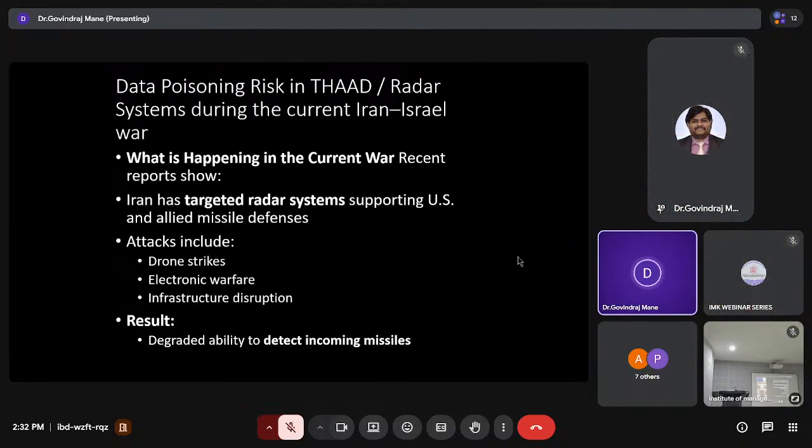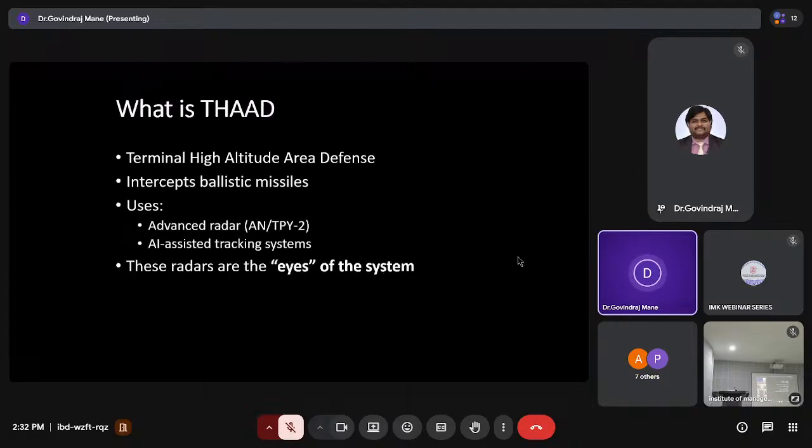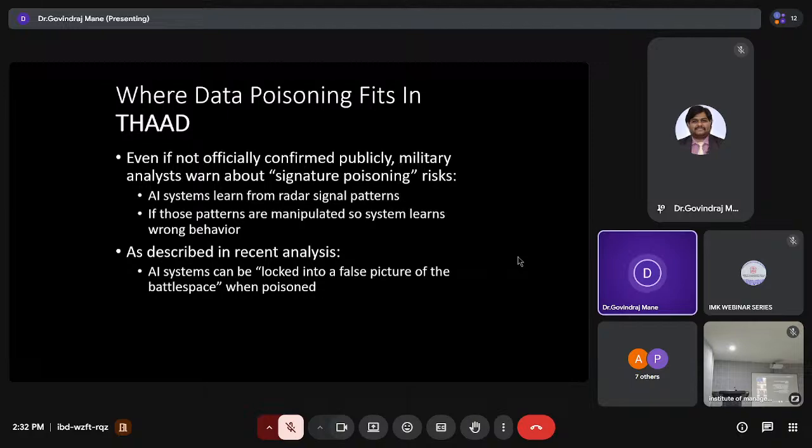How they actually did it? What attack did it include? The attacks included a drone strike, electronic warfare, and infrastructure disruption. Okay, so what is THAAD? THAAD is the Terminal High Altitude Area Defense system, which intercepts all kinds of ballistic missiles. It is called a radar.